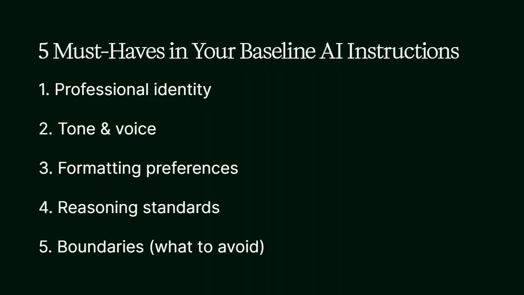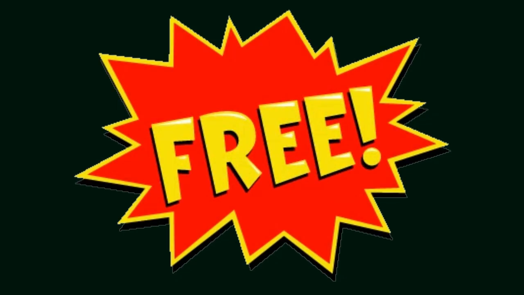There are 5 things I think professors should include in their baseline system instructions. The first is your professional identity. The second, your tone. The third, your formatting preferences. The fourth, your reasoning standards. And lastly, your boundaries. I put all 5 of those in a free handout with simple language.